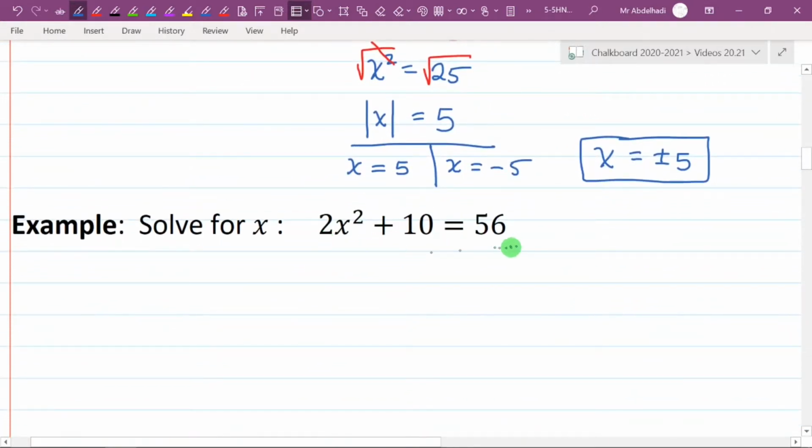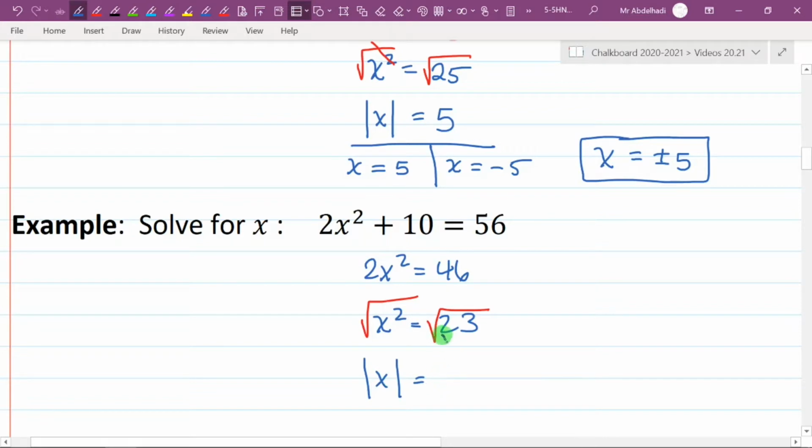Anyway, that was solvable. How about this one here? Well, we'll blast through this really quickly. We're going to subtract 10 from both sides, so we get 2x equals 46. We'll divide both sides by 2. We'll get x squared equals 23. And now we're going to square root both sides. And once again, what is the square root of x squared? It's not x, it's absolute value of x. And what's the square root of 23? Well, 23 is a prime number, and it's not a perfect square.